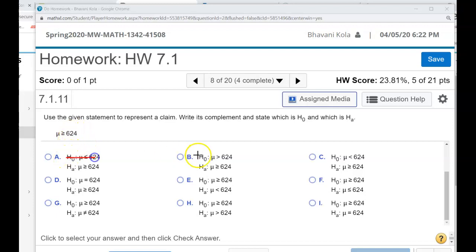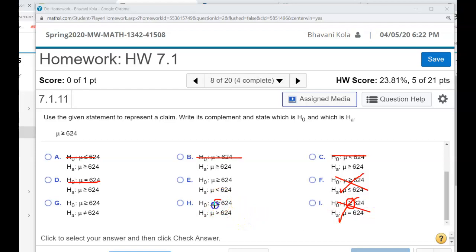So not this one, not this one, not this one, not this one. Yeah, it could be this. It could be this one too, but look at my HA. Both of them cannot have equal to signs, so definitely not this one. H naught is greater than, the opposite is not equal to, so definitely not this one.